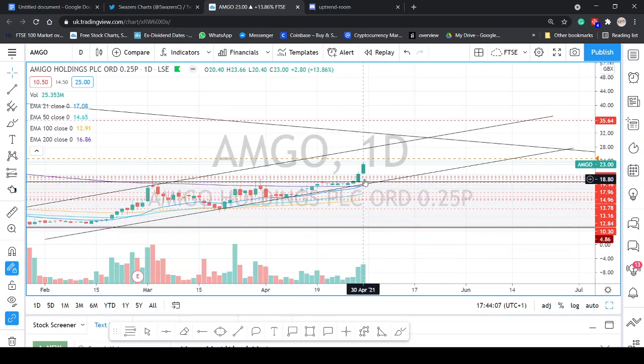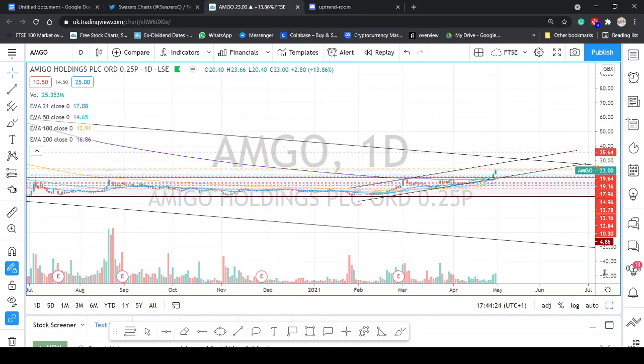Price broke through with AMGO, gave us some really pretty much solid candles of buying action, and then we've got market structure up ahead. What does AMGO want to do? Does it want to touch 28? Does it want to touch 28 or even more?